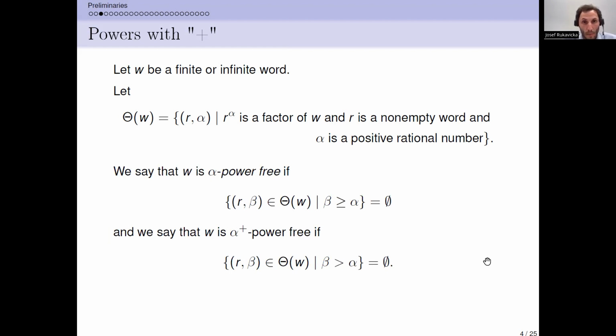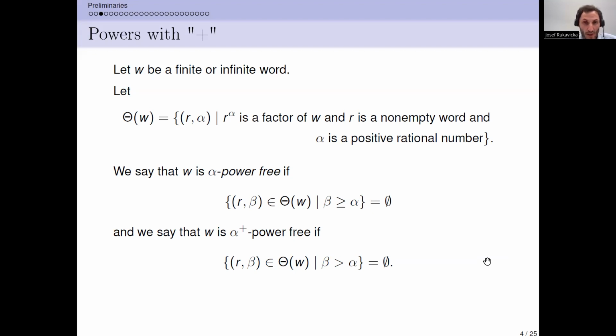And now we say that the word W is alpha-power-free if the set, as presented below, if I consider the set Theta such that all alpha' are bigger or equal to alpha, and if this set is empty, then we say that the word W is alpha-power-free.